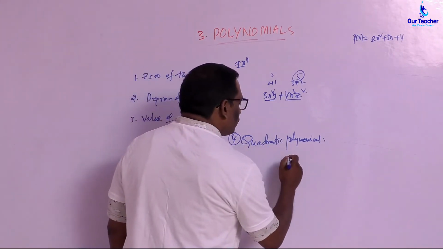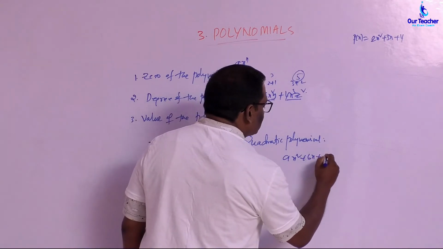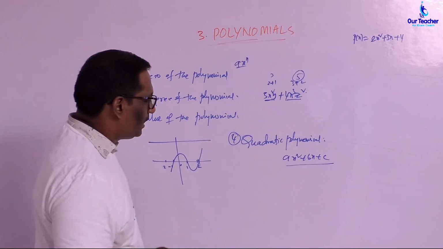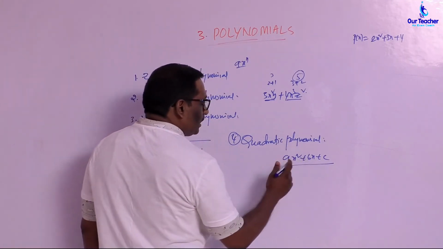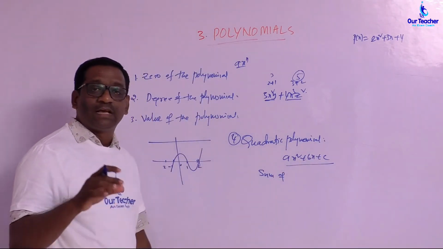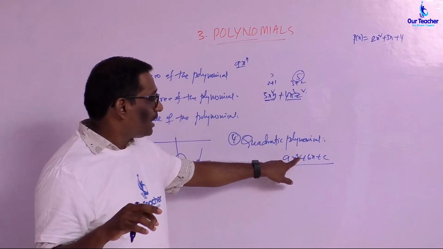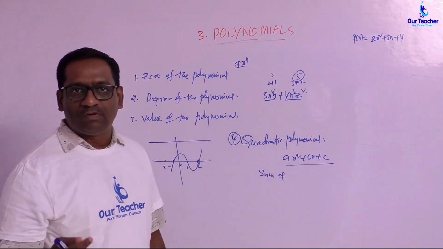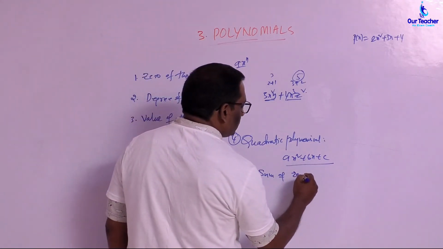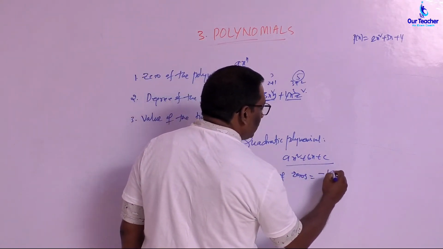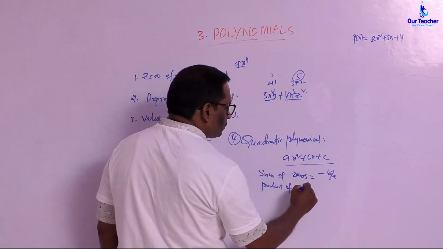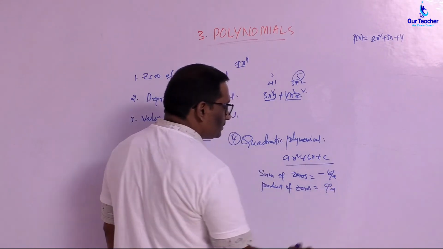So, suppose ax square plus bx plus c is the standard notation of the quadratic polynomial. Now, for this, if you find the sum of roots, definitely according to the highest power we can say how many zeros the polynomial will have. So, for this polynomial, 2 zeros. So, sum of zeros is equal to minus b by a is the formula, and the product of zeros is equal to c by a is the formula.